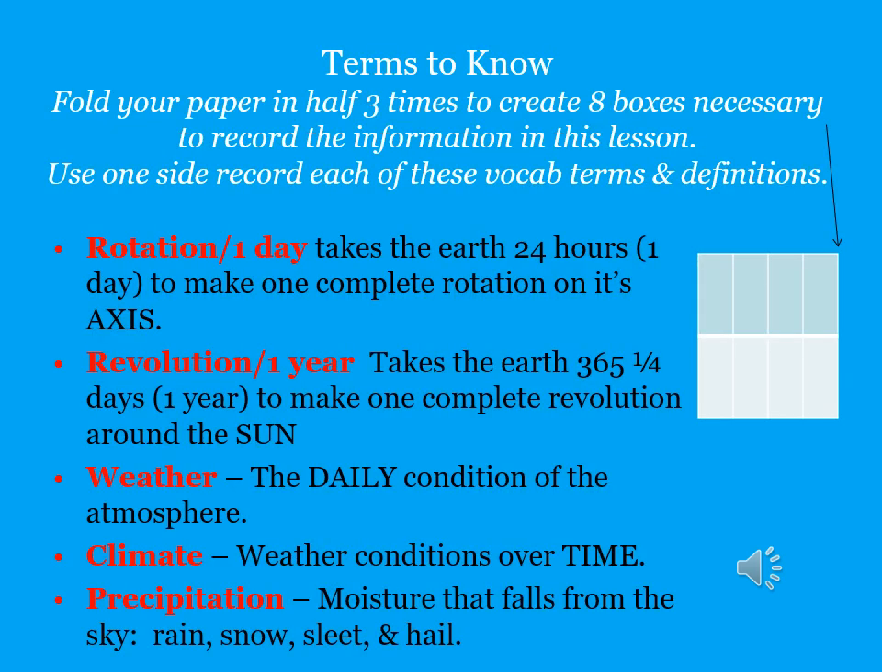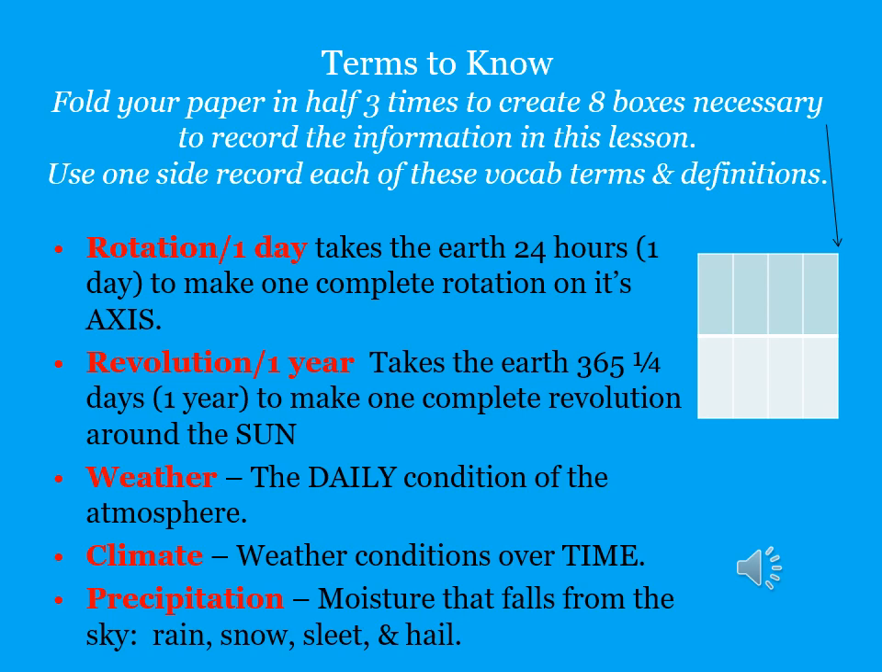Normally when I teach LACEMOPS, I teach it as a foldable, but since we are AP students, we're not going to do the foldable today and will just take good Cornell notes. Terms you need to know: rotation equals 1 day, meaning it takes Earth 24 hours to make one complete rotation on its axis. A revolution is 1 year, taking the Earth 365 and a quarter days to make one complete revolution around the sun. This is one reason why every 4th year we have a leap year, to make up for that extra quarter day.